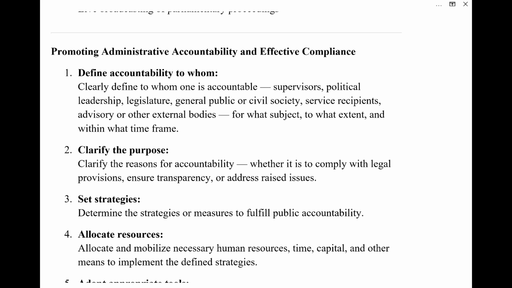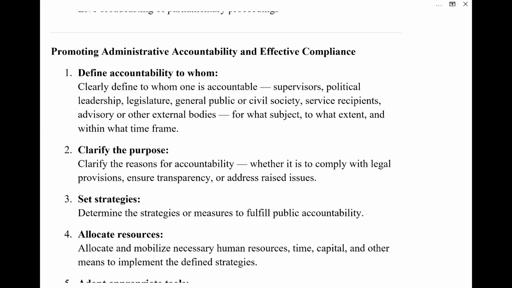What can we do to promote administrative accountability and effective compliance? First one is define accountability to whom. Clearly define to whom one is accountable. For example, supervisor, political leadership, legislature, general public, or civil society, service recipient, advisory, or other external bodies. For what subject, to what extent, and within what time frame. This should be clearly defined.